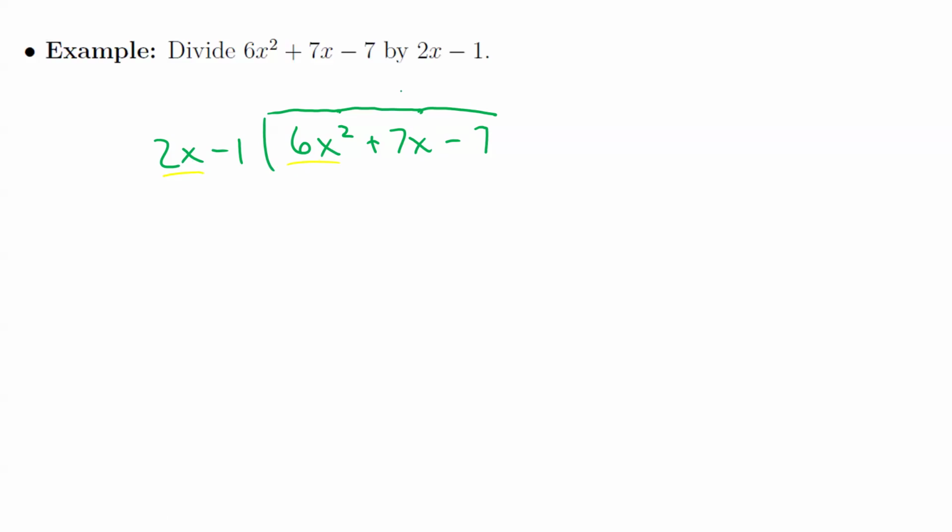The answer would be, in order to produce 6, I need to take 2 and multiply it by 3. And then to produce x squared, I'm going to have to multiply it by x. So now I go ahead and multiply through, not only to the 2x, but the minus 1 as well. So 3x times 2x is 6x squared. So we're always trying to produce the exact same term under this one, right? When we're deciding what to put up here. Then 3x times negative 1 is minus 3x.